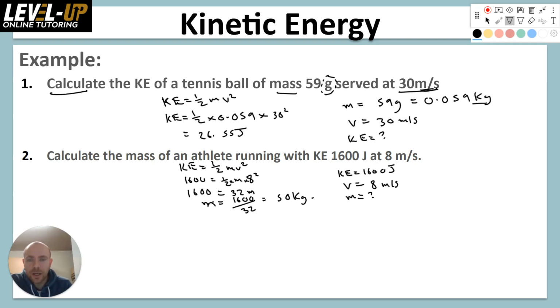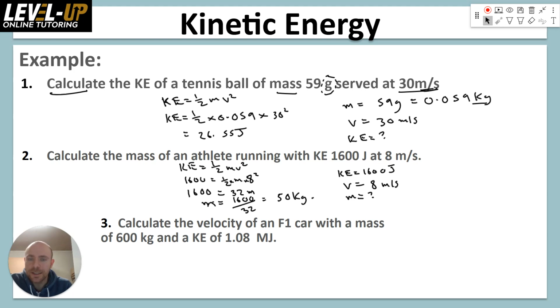Also do a mental check. Now I know something about masses. 50 kilograms for an athlete, probably a child. It's not a very heavy athlete, but that is not a ridiculous weight. We're not talking about tons, we're not talking about grams, we're talking about the sort of mass that a person, an athlete, would have.